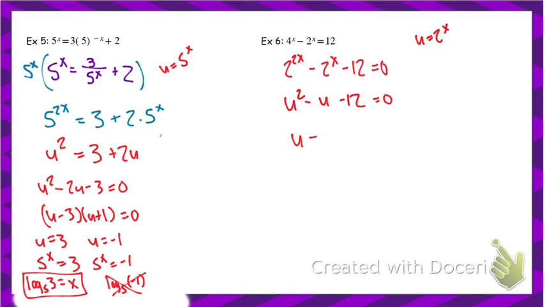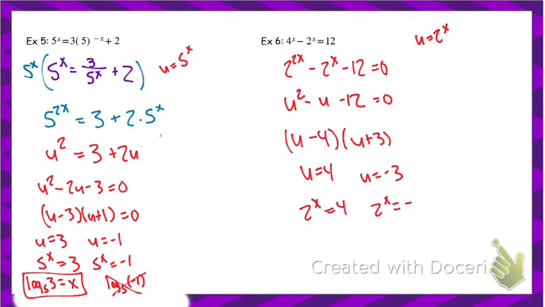Now this is going to factor into u minus 4 and u plus 3. So I get that u is 4, and I get that u is negative 3. But again, not solving for u. 2 to the x equals 4. 2 to the x equals negative 3. 2 to the x equals 4. We could rewrite this as a log, but we don't need to. We know what x is here. X has to be 2. If you tried to write this next one as a log, you again would notice you get a negative argument. So that one does not give you any answers.